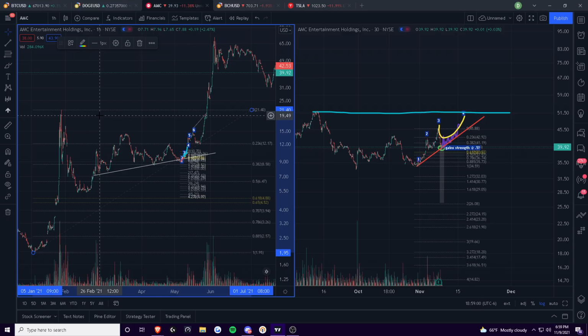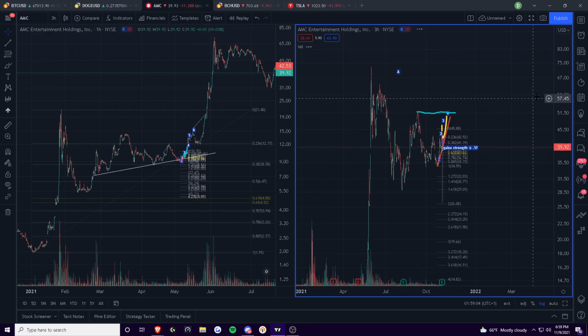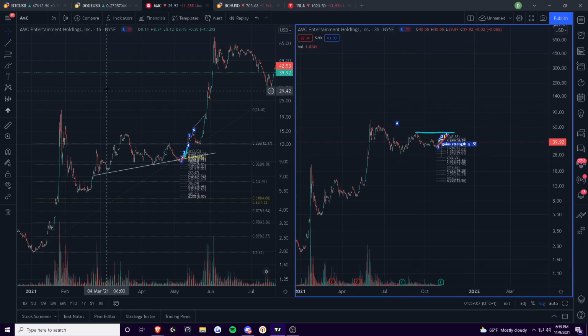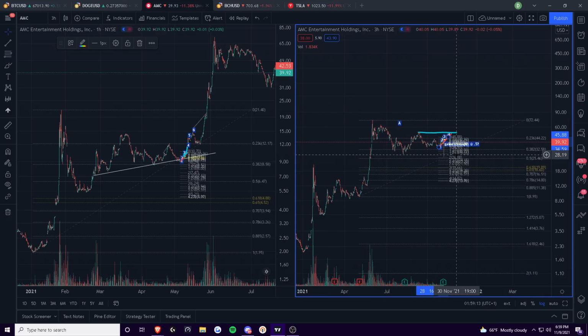So on the more macro scale, if we just look at it, if we did local Fibonacci retracements, what would that be?